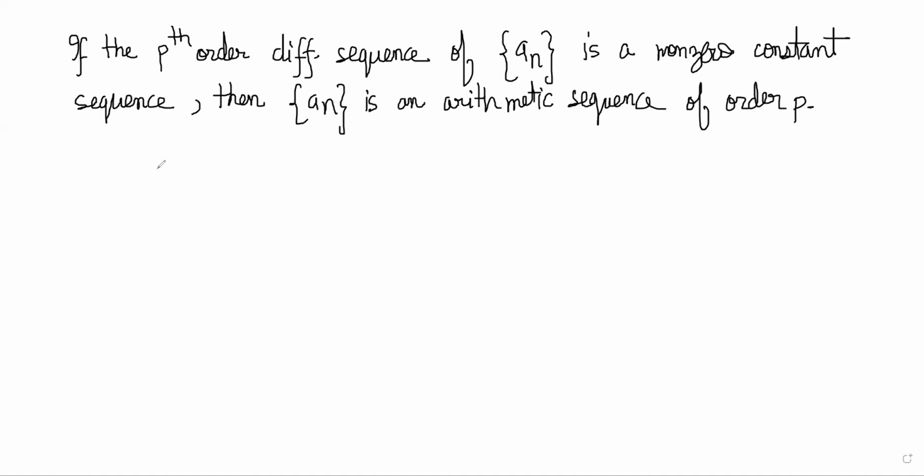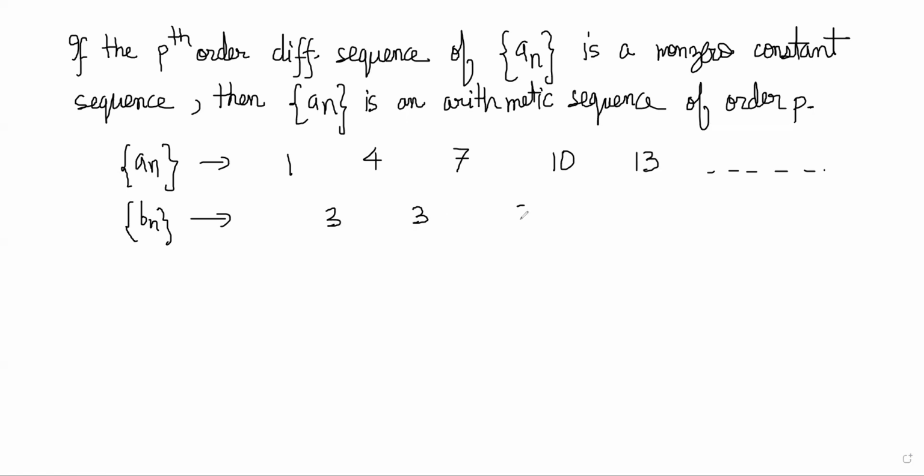So let's take An to be a regular AP where it is like 1, 4, 7, 10, 13, and so on. This is a regular arithmetic sequence. And you can say that the Bn that we can construct from here is 3, 3, 3, 3, and so on. So can you see that Bn itself is a non-zero constant sequence? It is non-zero and it has constant terms. So Bn is a non-zero constant sequence.